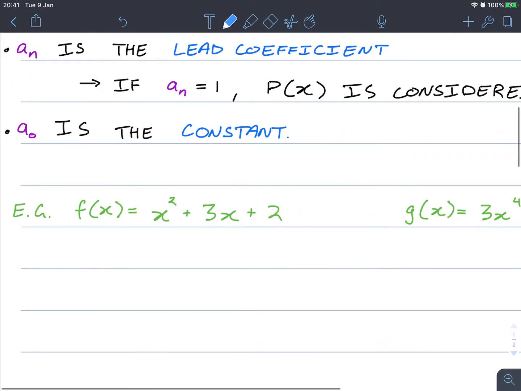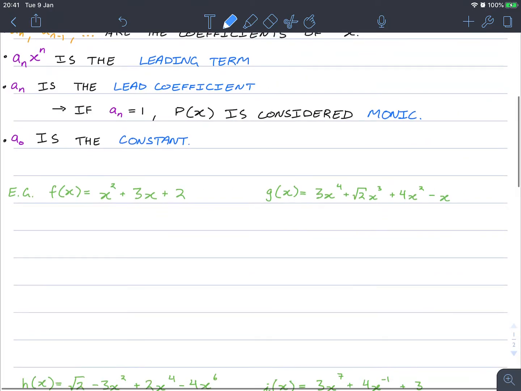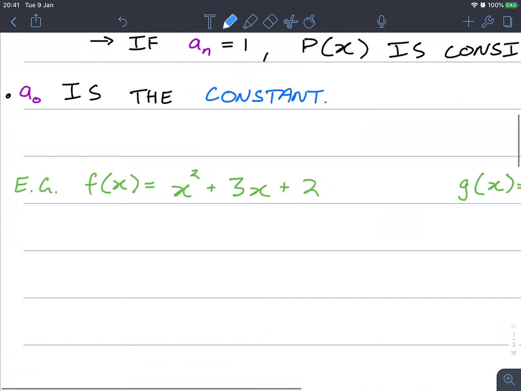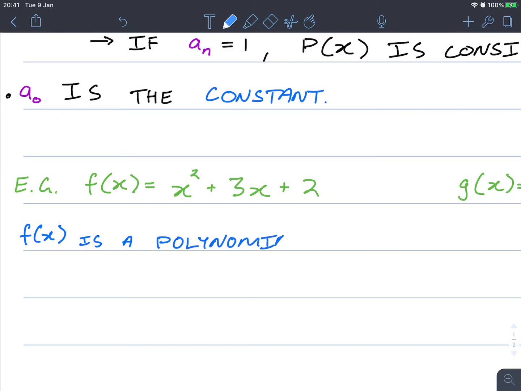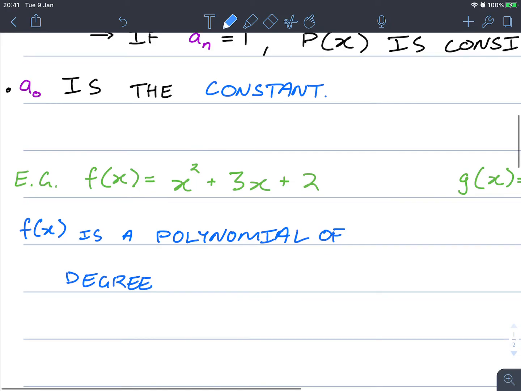So let's just do a quick demonstration of what this looks like. First, here we have a quadratic function, but it's still part of the group called polynomials. So f of x is a polynomial of degree, well, the degree of a polynomial is determined by its highest power. In this case, it has the highest power x squared, so it's degree 2.